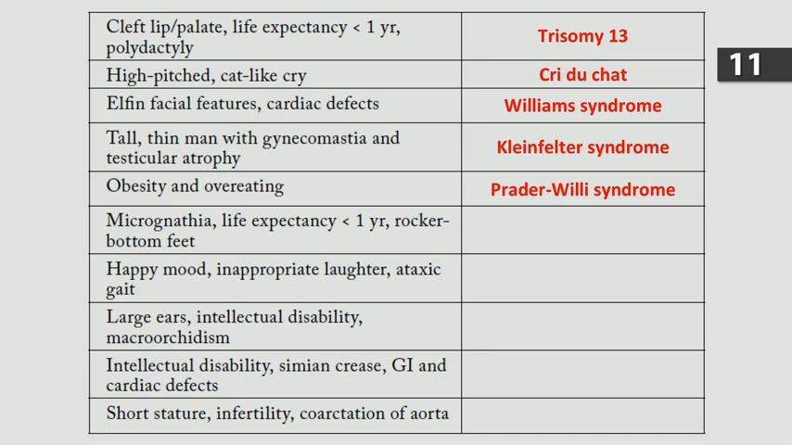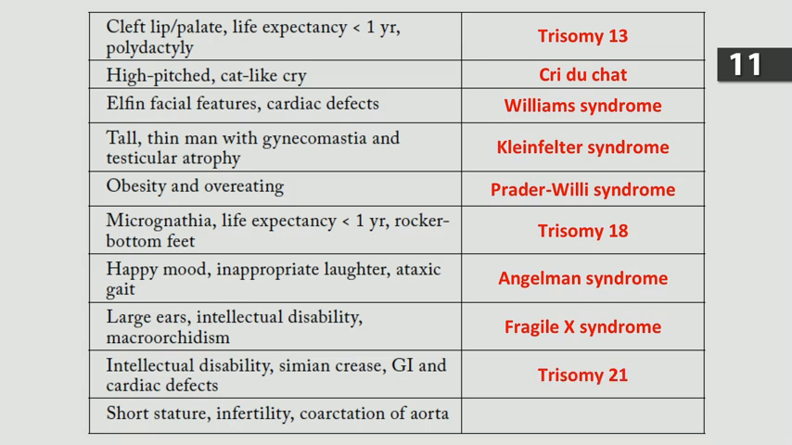Micrognathia, life expectancy less than 1 year, and rocker bottom feet. That's trisomy 18. Happy mood, inappropriate laughter, and ataxic gait. This is Angelman syndrome. Large ears, intellectual disability, and macroorchidism is Fragile X syndrome. Intellectual disability, increased GI and cardiac defects. Here you have trisomy 21, Down syndrome. Short stature, infertility, and coarctation of the aorta is Turner syndrome.